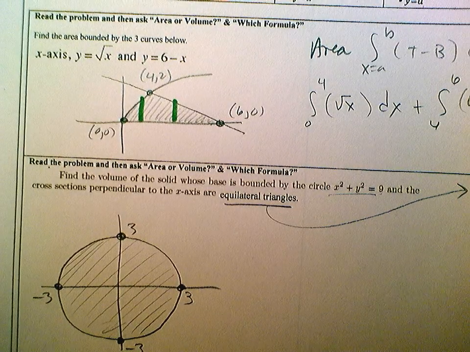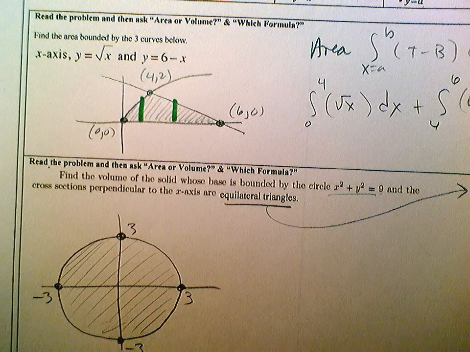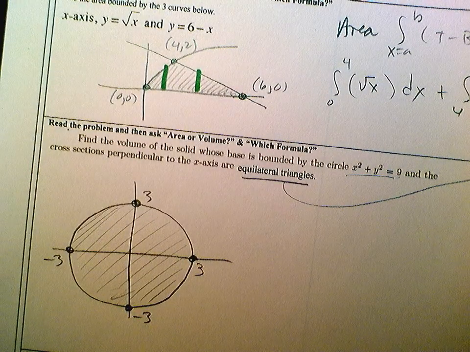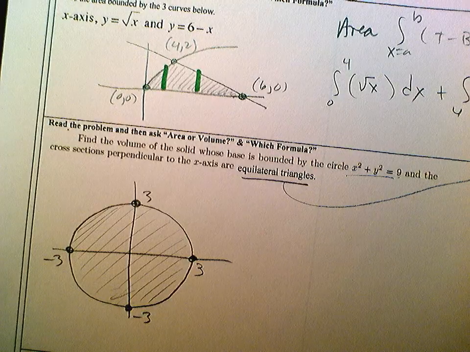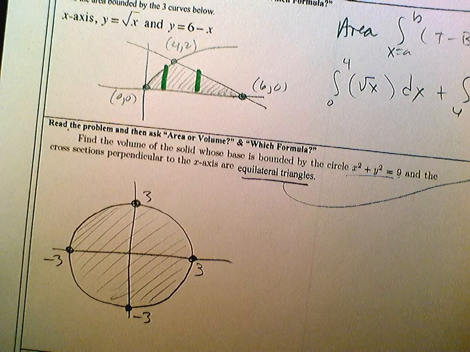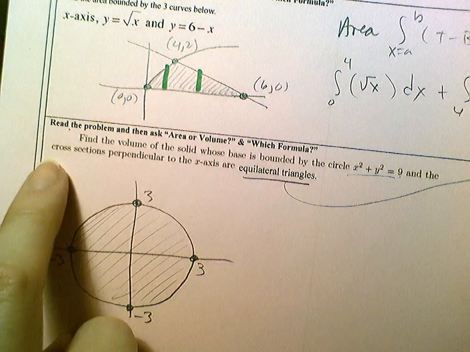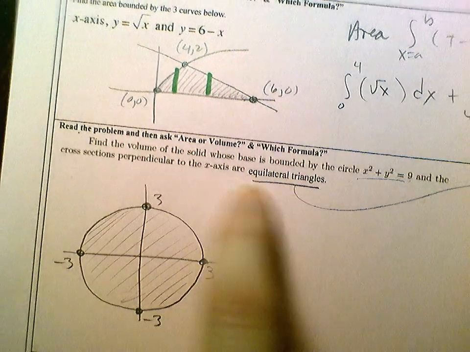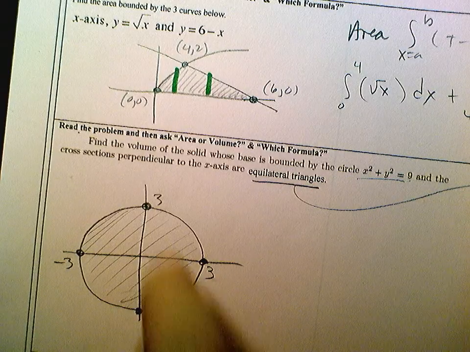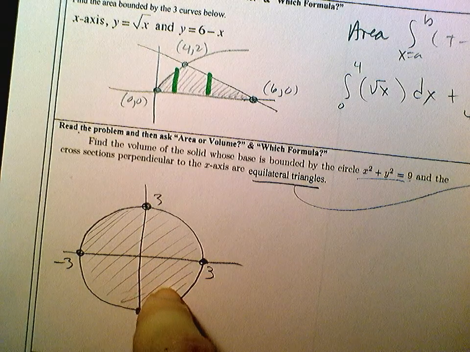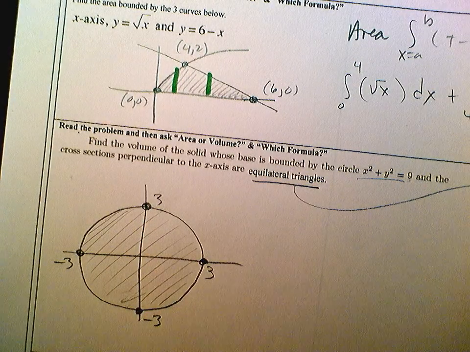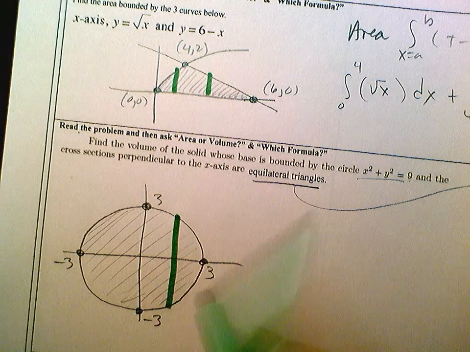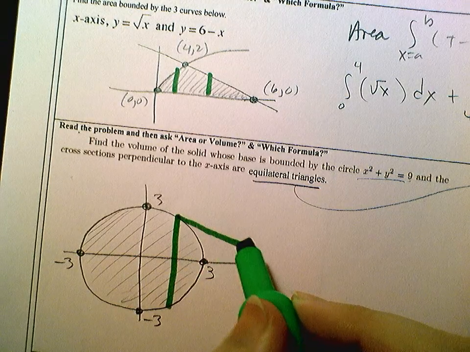This is one of those problems where you've got cross sections coming up out of the paper. Remember when I did the Play-Doh in the video, with the stuff coming up out of the paper? That's what this is like. The cross sections are perpendicular to the x-axis and they're equilateral triangles. So I need to have an equilateral triangle coming up out of here perpendicular to the x-axis. I'm just going to draw one, and I do not know how to draw perspective or anything.